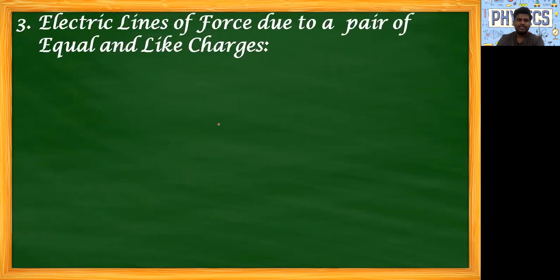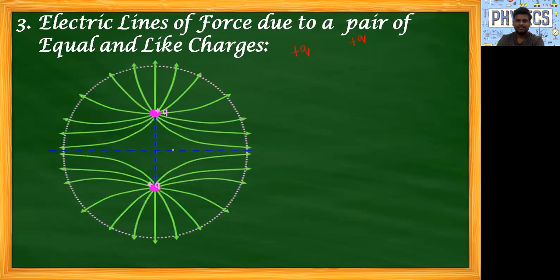Next step, you will see the electric lines of force due to a pair of equal and like charges, plus Q and plus Q, or minus Q and minus Q. How will we get the electric lines of force? Again, let us consider one charge plus Q and another charge plus Q. Now you see, this is our representation of electric lines of force. If you observe, the positive charge is radially outward, and here also the positive charge is radially outward.